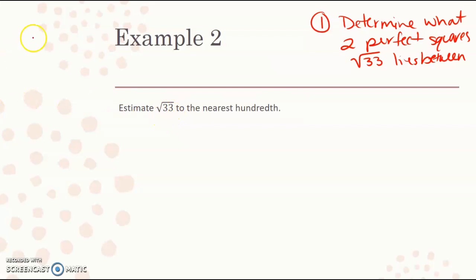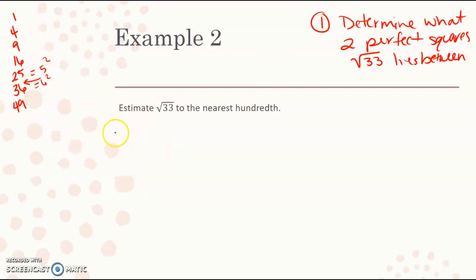So when I think of my perfect squares, right, we start with 1, then we have 4, 9, 16, 25, 36, 49. Okay, well, we're looking for 33, which lies between 25 and 36. So 25 is equal to our 5 squared, and 36 is equal to 6 squared.